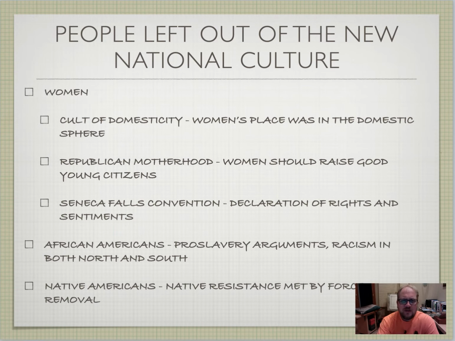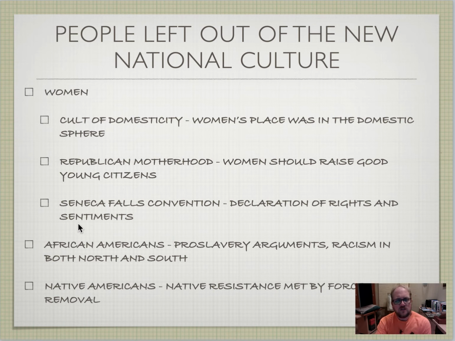And some of the people left out of this new national culture, obviously women. Women were still sort of looked at as their domestic place was in the home. This was the cult of domesticity that was really big in the 1820s and 30s. Republican mothers, women should raise good young citizens, but again, the focus was them being in the home.